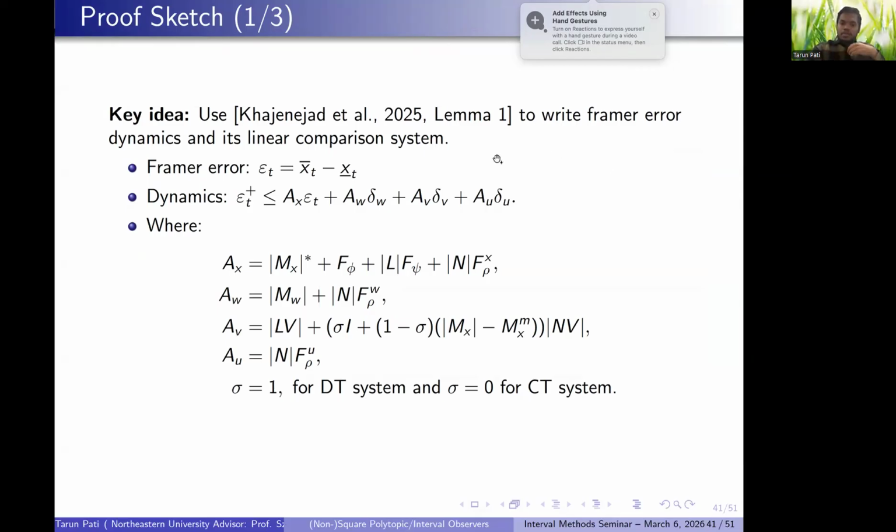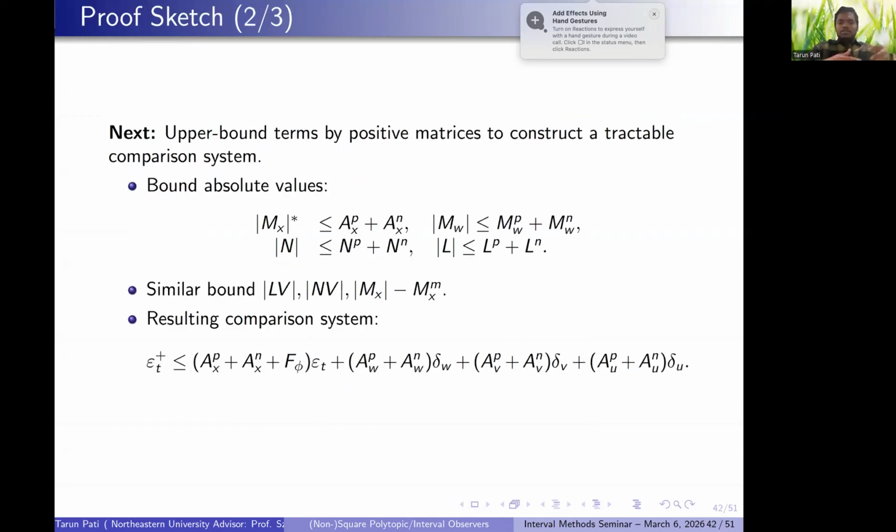As I've said, we are trying to circumvent the presence of mixed integer terms or absolute value terms. Using the interval observer that we presented previously, the framer error basically reduces to the simple linear comparison system as given here, where all the matrices AX, AW, AV, and AU are linear matrices, but they involve absolute value terms of our gains L, T, and N. This is undesirable, which is what we are trying to prevent. The key idea that we use to achieve this is that we can always upper bound an absolute value term of a matrix as given here.